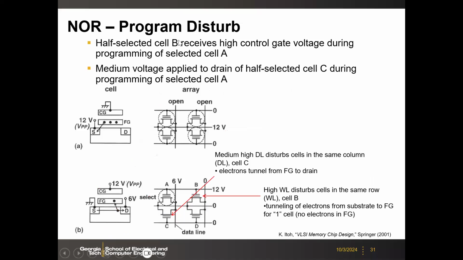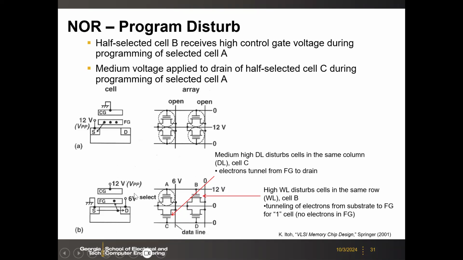That is the disturb. Especially during the program, you will have the disturb concern. So what is disturb? Disturb means you are going to program one cell, but then the adjacent cells may also be affected. That means the adjacent cells' threshold voltage may also change a little bit, and we call this behavior disturb.